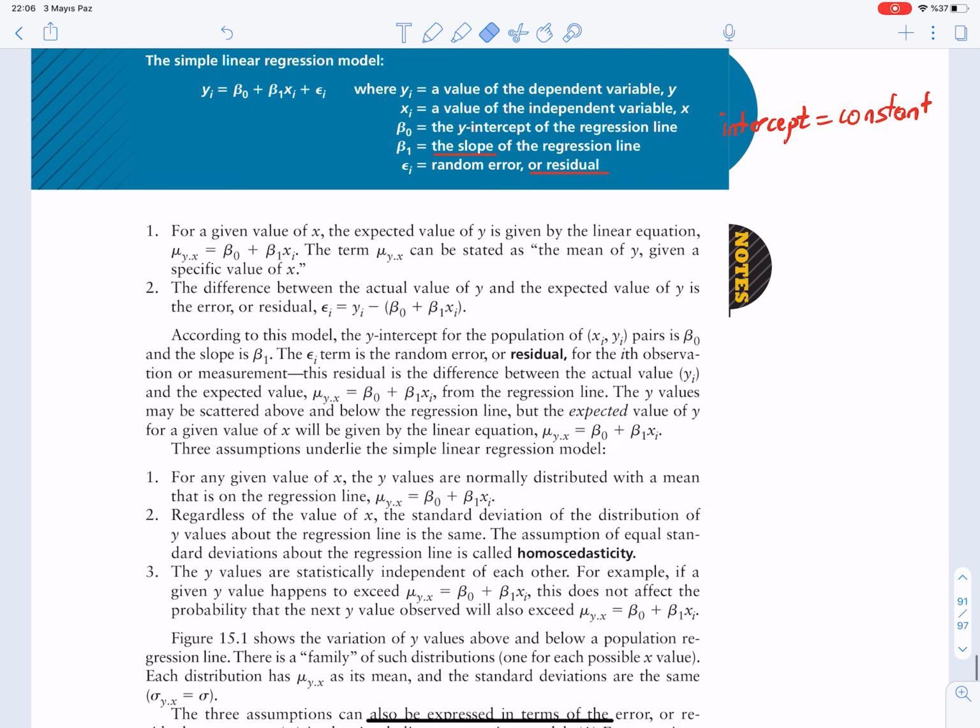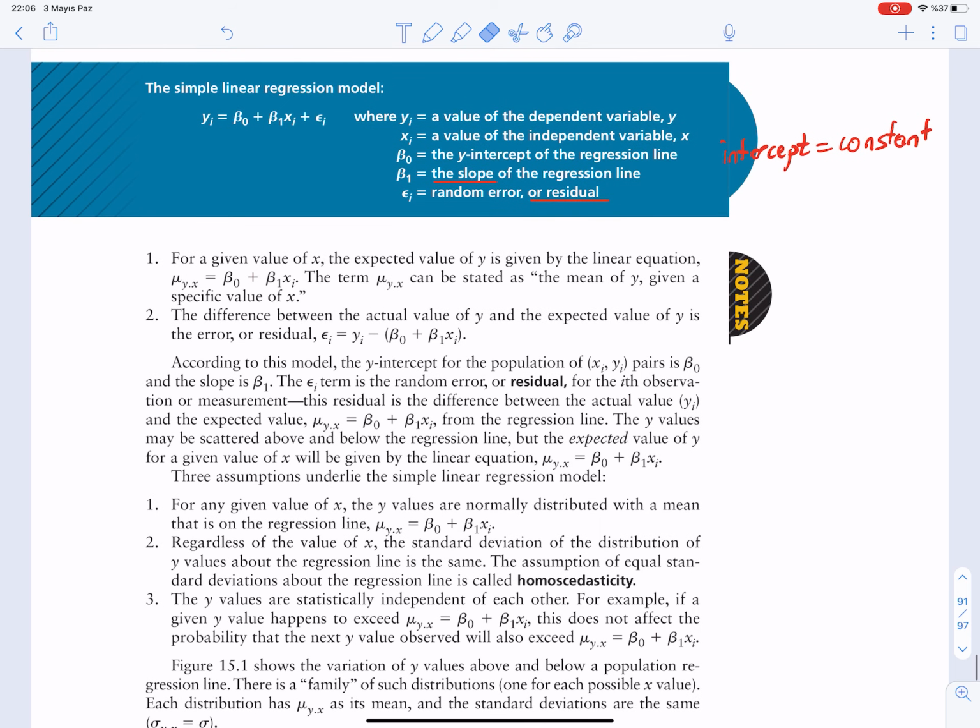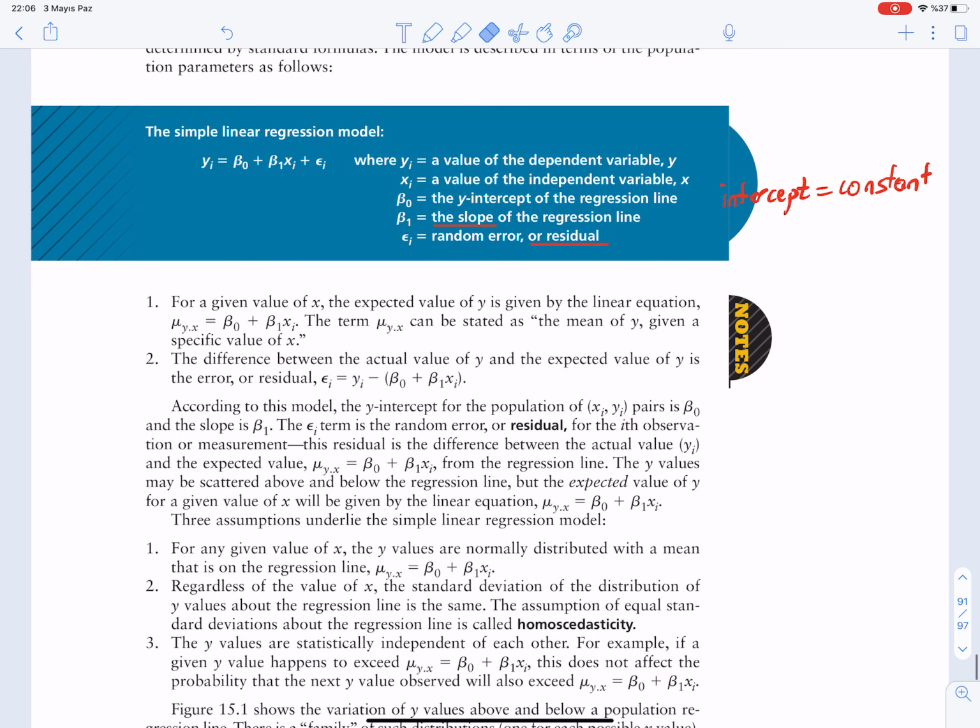Those items are very useful to understand the idea behind the linear regression model. The first one is that for a given value of x, the expected value of y is given by the linear equation. This is the expected value for a given x. For any value of x, you can calculate the expected value of y, the mean of y. I would call it the expected value of y. In the book, it's the mean of y given a specific value of x.